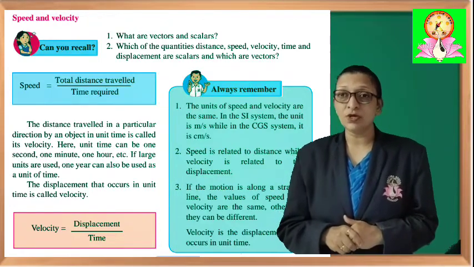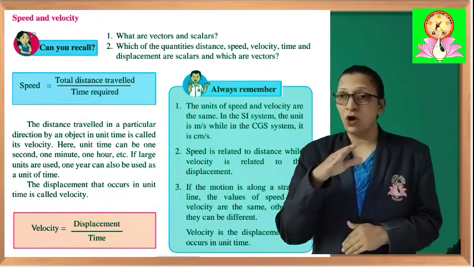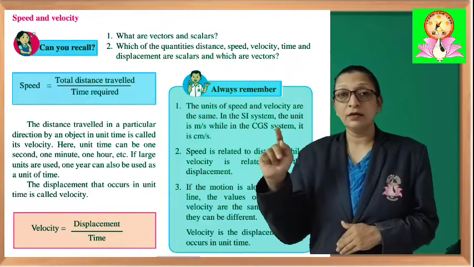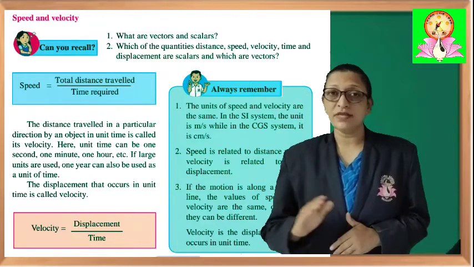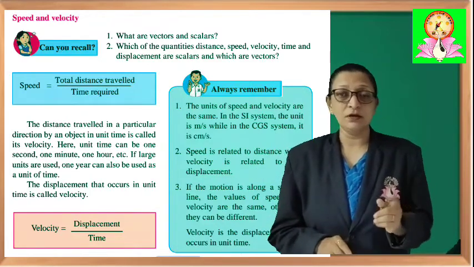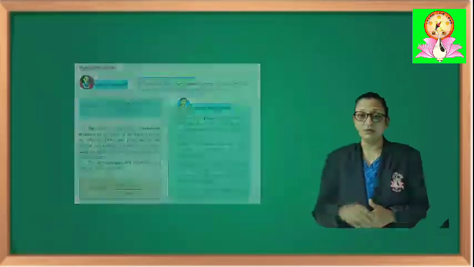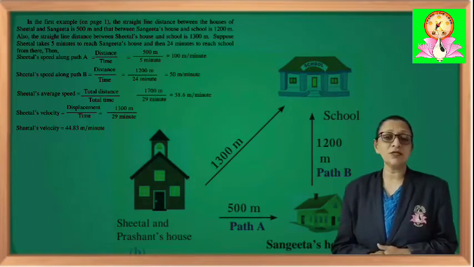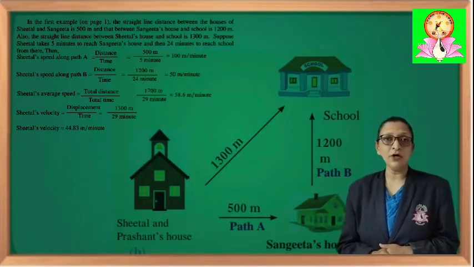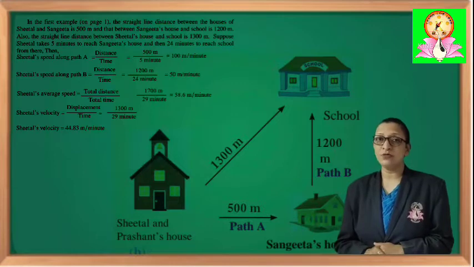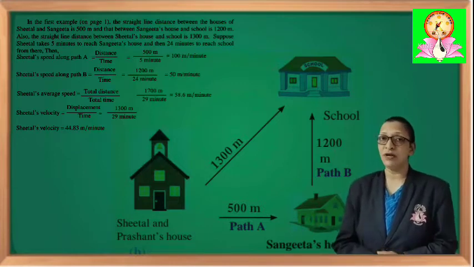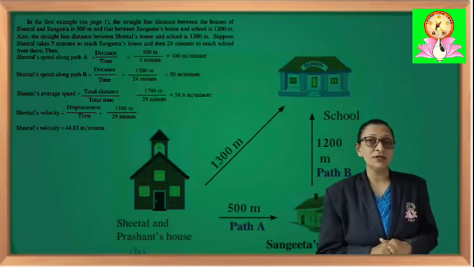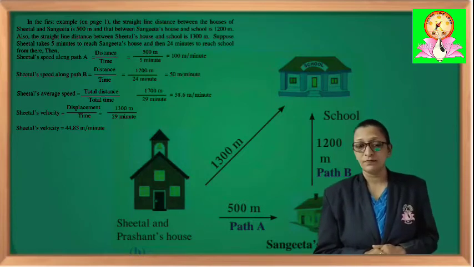But if motion is not taking place in a straight line, meaning it is always changing its path, then the velocity will not be the same as the speed, since the direction is changing. Let us take the first example which we discussed previously in order to calculate the speed and the average speed of an object, as well as the velocity of an object.